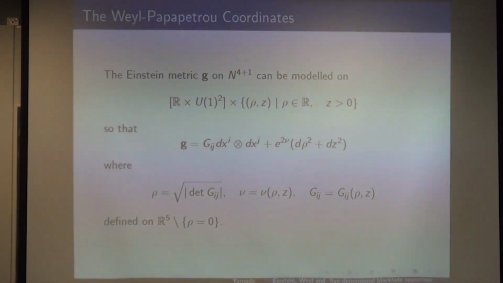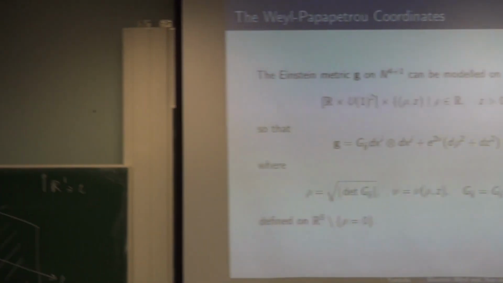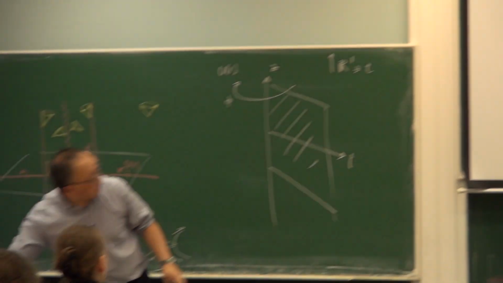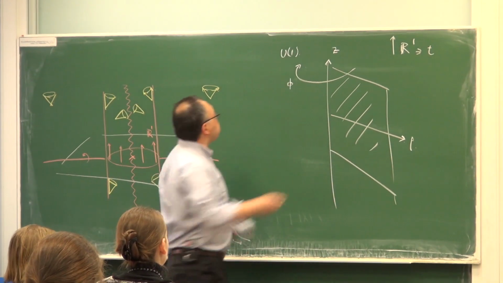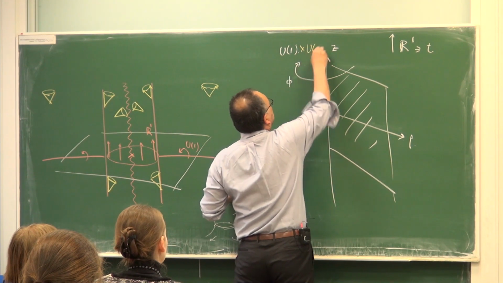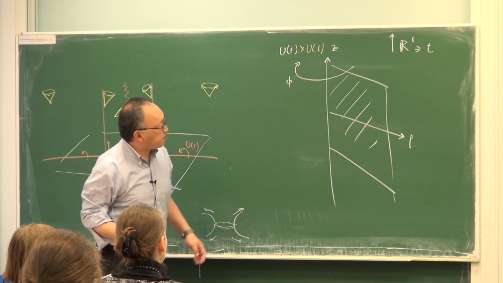So let's go back to where we are, except the dimension has gone up by one now. So there you have a three-dimensional symmetry. So you have this time symmetry, and you have two axial symmetries, and then if you mod out by this three-dimensional Lie group, then you're left with half space, okay? So schematically, it's this, except that now it's been upgraded to this, okay?